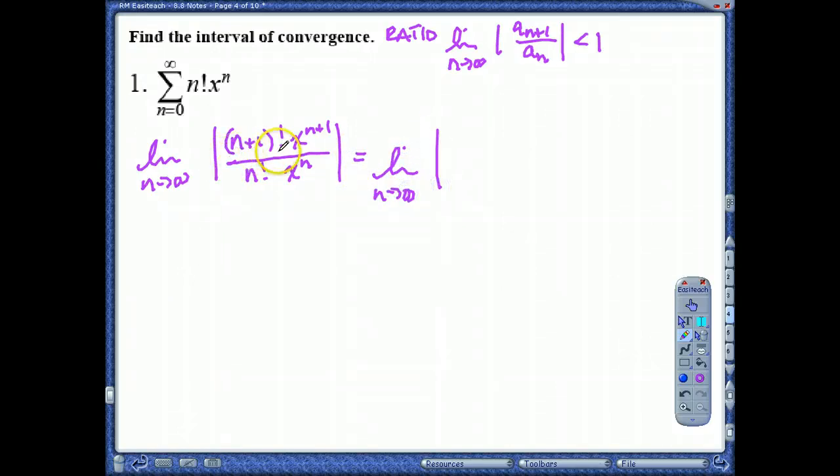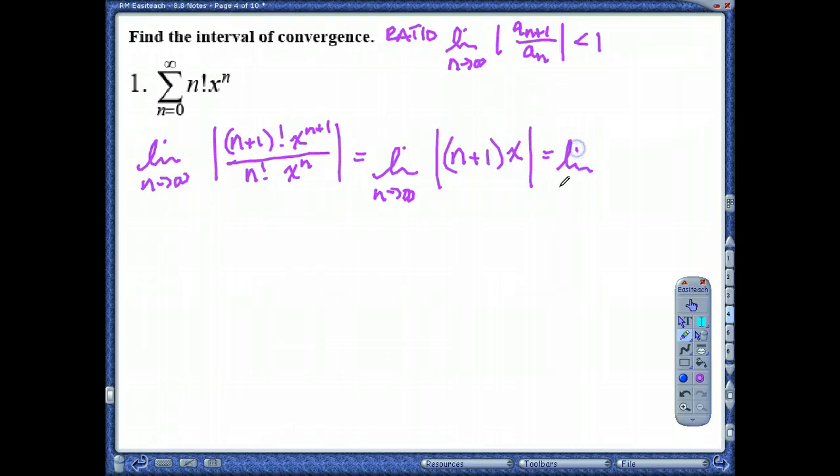Remember your factorial, n plus 1 factorial is just one term bigger than n factorial. So we will be left with that extra term, which is just n plus 1. And then x to the n plus 1 divided by x to the nth. Bases are the same. If you subtract the exponents, you're just going to come up with x to the 1 power.